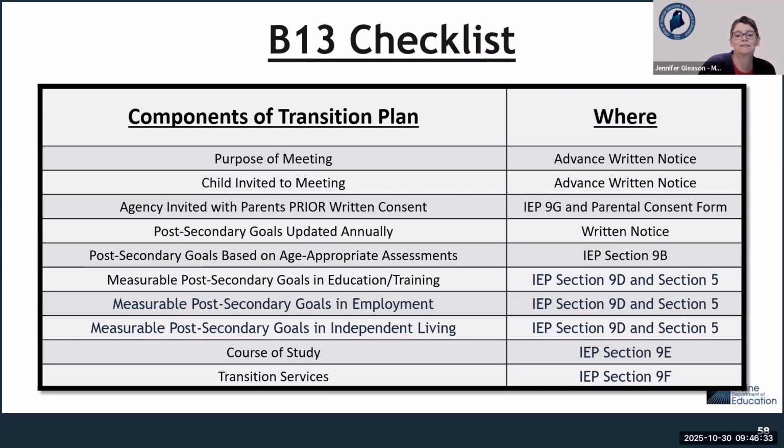And we complained about this and they agreed, but they did not change it. I've been in national conferences where everybody has complained about this. So you could have a really, really strong transition plan, but if the purpose of the meeting, the little checkbox, wasn't checked on the advance written notice, we have to report that as a non-compliant transition plan. It's very annoying for all of us. But that's kind of why we hammer transition a lot.